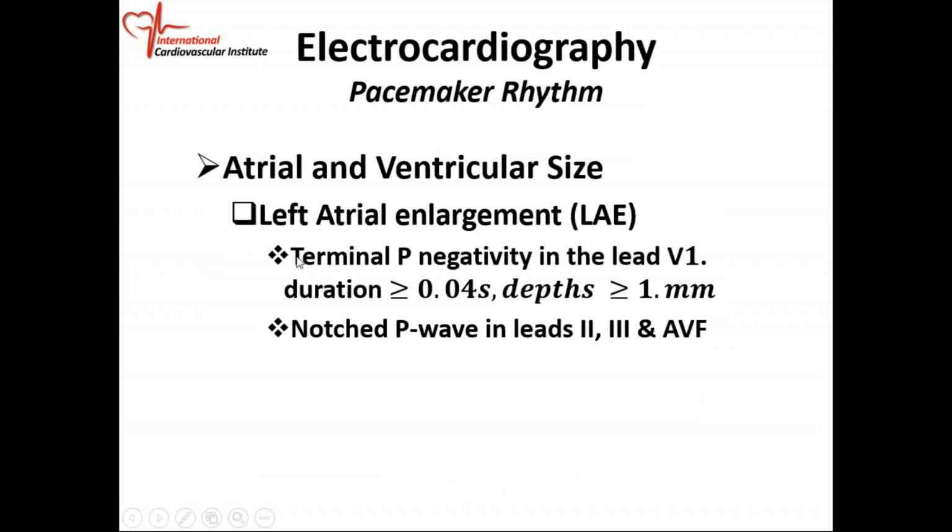So as we said, for the terminal P negativity in lead V1, the duration should be greater than or equal to 0.04 seconds. So remember, 0.04 seconds is 40 milliseconds, and 40 milliseconds is one tiny block in duration. And then the depth should be greater than or equal to 1 millimeter, so the height of it is one tiny block.